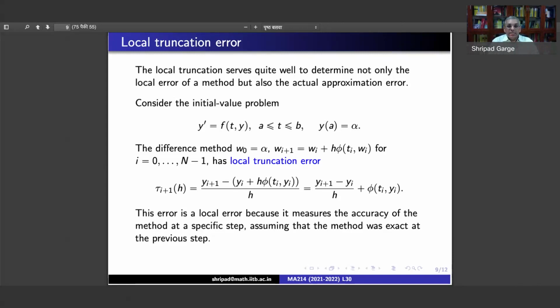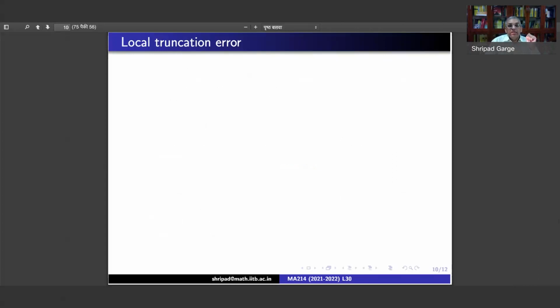And it's a truncation error because you are looking at the truncation at each step. Okay, so this is how this error works: it will not look at the errors which are accumulated from the previous steps, but it looks at the error only at the ith step or the (i+1)th step, depending on how you number your steps. So that's what this local truncation error does. Okay, and this is a very nice way.